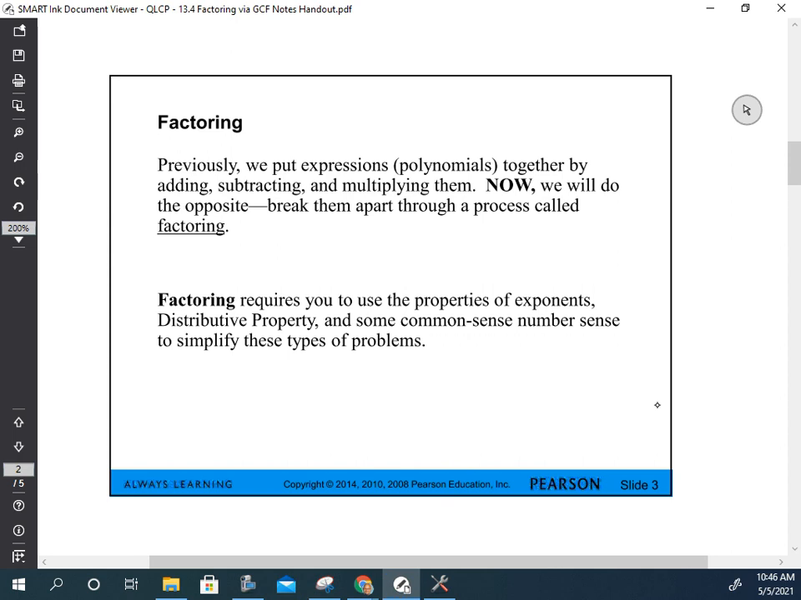So adding, subtracting, multiplying, and dividing is what we did previously. Factoring is when you break it apart. That's essentially what we're going to be doing. So factoring, again, should not be anything brand new. You've done it in algebra 1, definitely did it in algebra 2. Maybe a little bit in geometry, but they don't really get into it all that much.